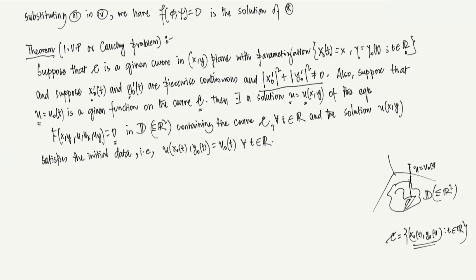In such a way that the initial data is satisfied. So basically u at the point x naught, y naught is nothing but u naught. See, u naught is given to us. So essentially, we can get a solution such that the initial condition is also satisfied along with the equation. That's what it is saying.